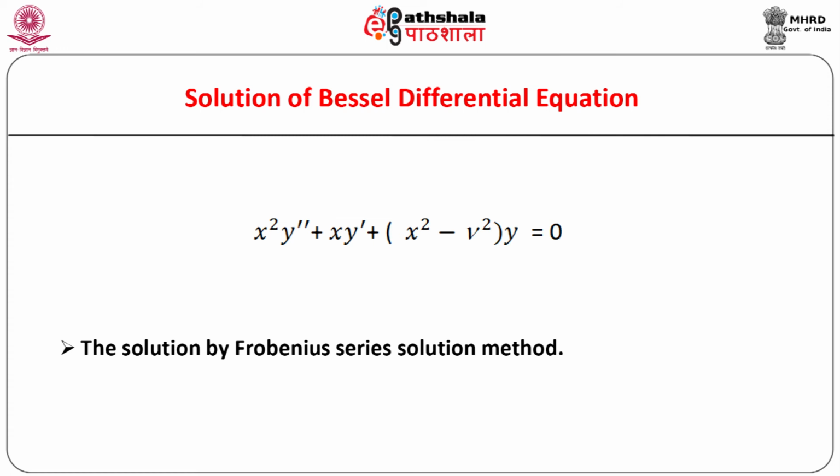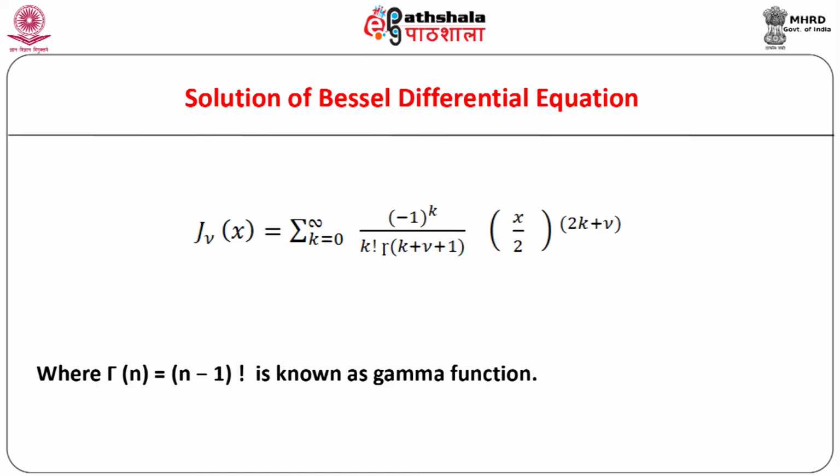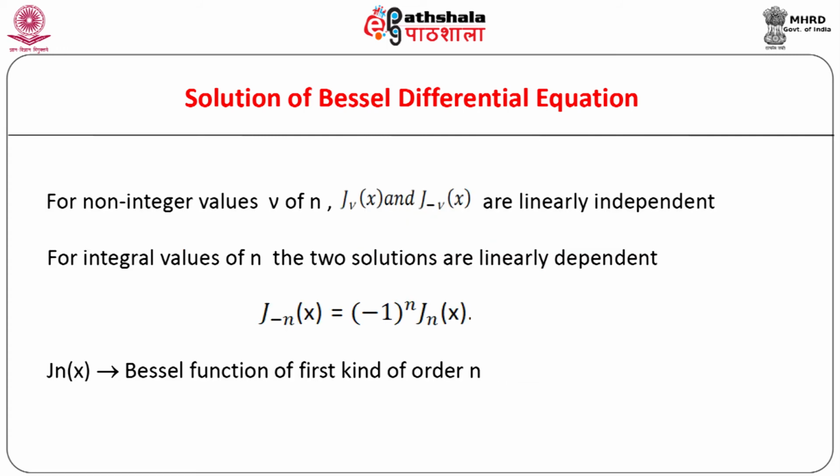Each one of the two solutions designated as J nu x and J of minus nu x are infinite series in x. The mathematical expression for J nu x is as shown, where gamma n is n minus 1 factorial, known as a gamma function. For non-negative values of nu, these two solutions, namely J nu x and J of minus nu x, are linearly independent. However, for integral values of nu, it is not the case.